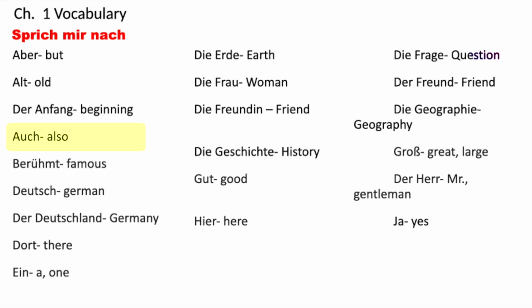Auch is also. Now, CH would be pronounced in English as something like ch. You talk about Chinese food as being something you like. Well, in German, the CH sound, especially if it's occurring at the end of the word like this, is pronounced more like auch. Okay, so auch is also. Berühmt is famous.